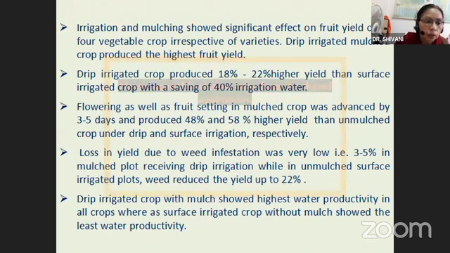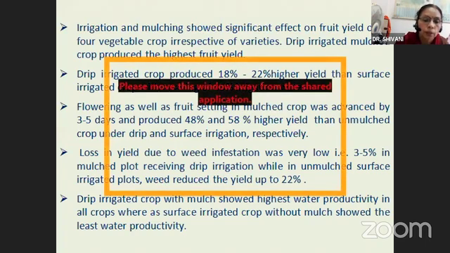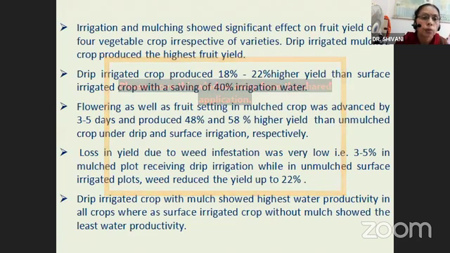Then loss in yield due to weed infestation was very low, that is 3 to 5% in the mulched plot, whereas in the unmulched plot, the weeds reduced the yield by up to 22%. Then the drip irrigated crop with mulch showed the highest water productivity, as I told earlier that mulching and drip irrigation both save water, whereas the surface irrigated crop without mulch showed the least water productivity.